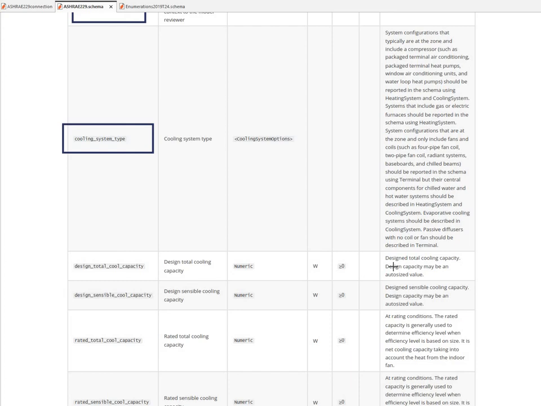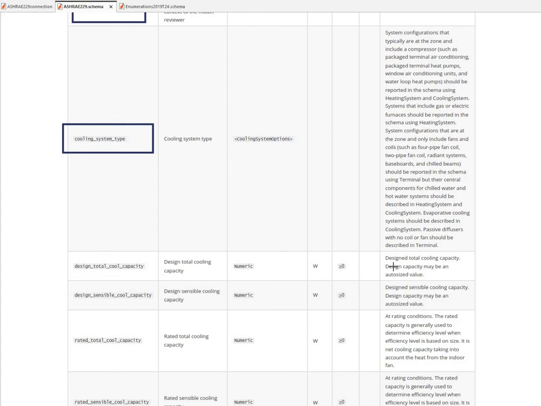It's actually the same note. It appears in heating system type, cooling system type, as well as terminal, and it's to help people differentiate where things should be described. System configurations that are typically at the zone and include a compressor, such as PTAC and PTHP, window air conditioners, and window heat pumps, should be reported in the schema using heating system and cooling system. Systems that include gas or electric furnace should be reported in the schema using heating system. System configurations at the zone that only include fans and coils, such as 4-pipe fan coil, 2-pipe fan coil, radiant system, baseboards, and chilled beams, should be reported in the schema using the terminal. But their central components for chilled water and hot water systems should be described in heating system and cooling system.